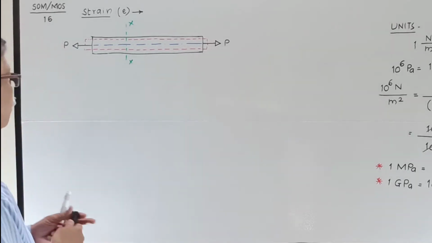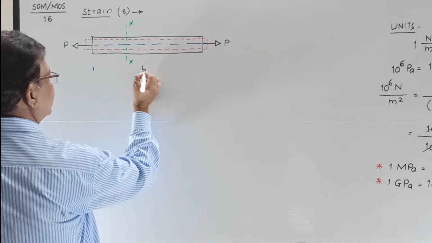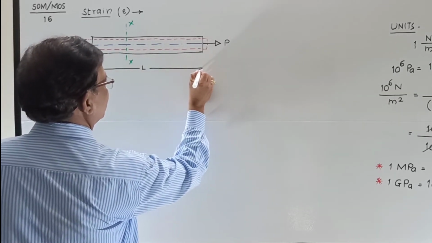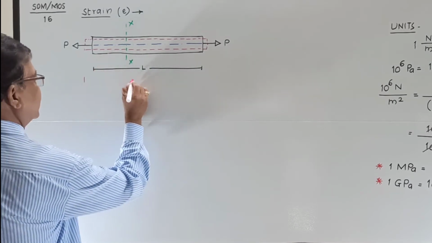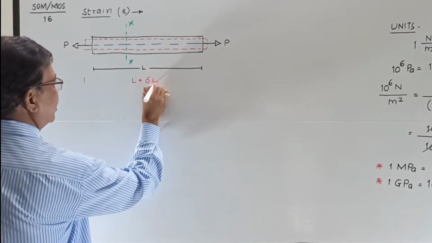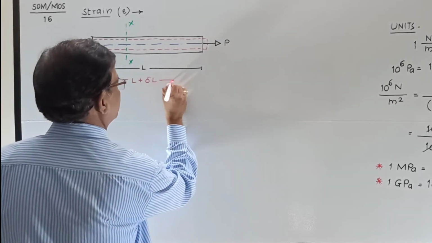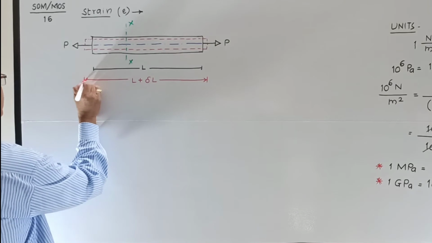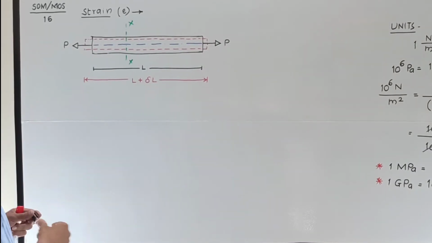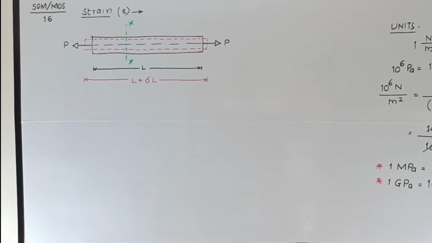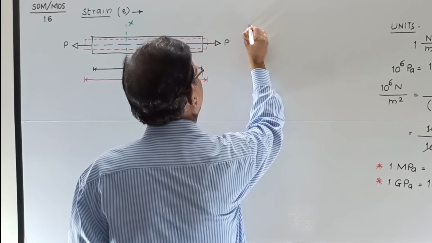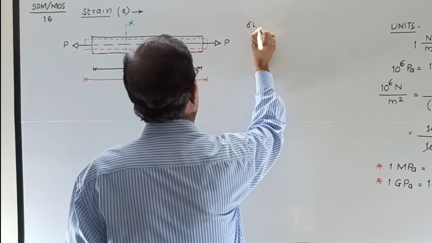Let us say that its original length is L, and due to extension its length will increase. Let us say that it is L plus delta L. This is the length of the bar after application of the load. So consider the bar of elastic material subjected to axial tensile load P. Due to this axial tension, there will be extension of the bar, and the length L will get extended to L plus delta L. Therefore, what is deformation here? The deformation will be delta L.